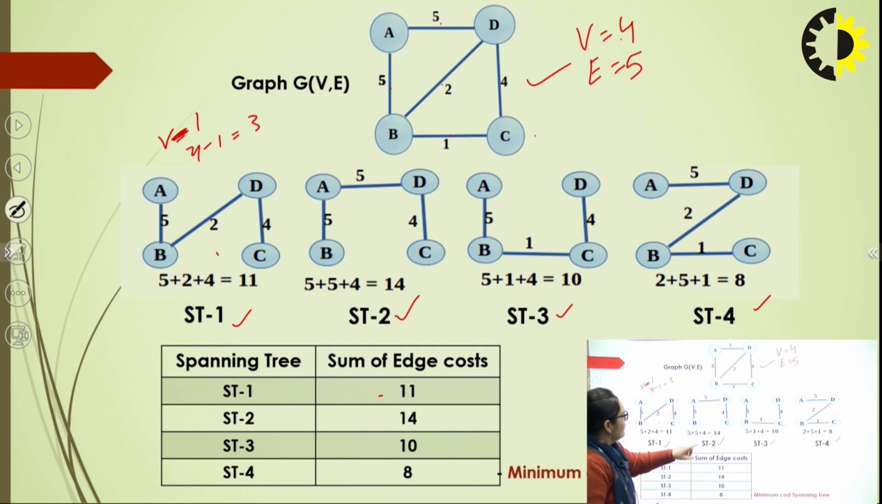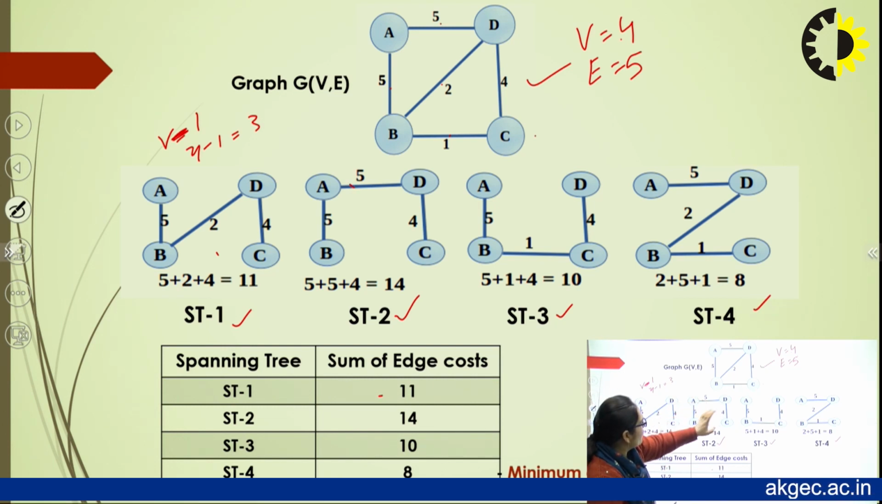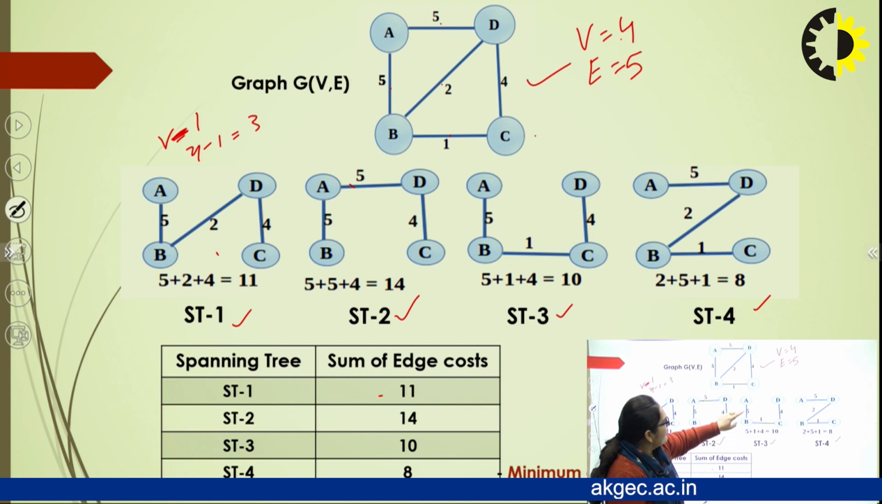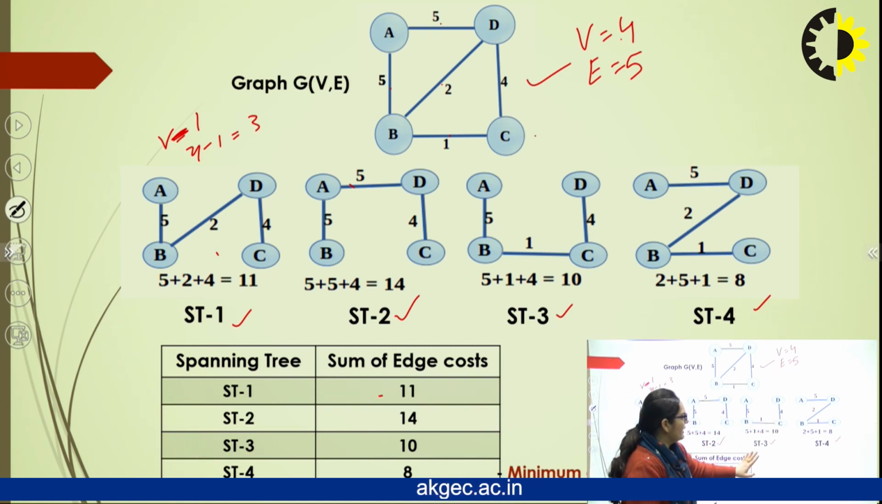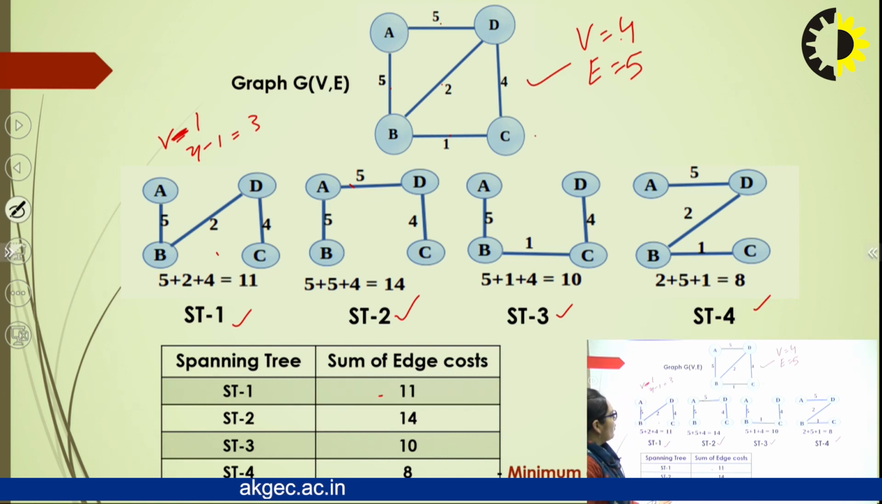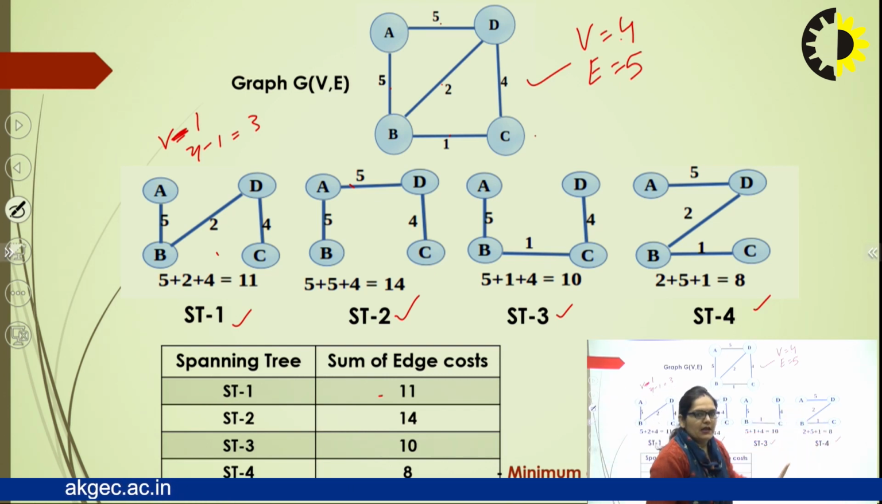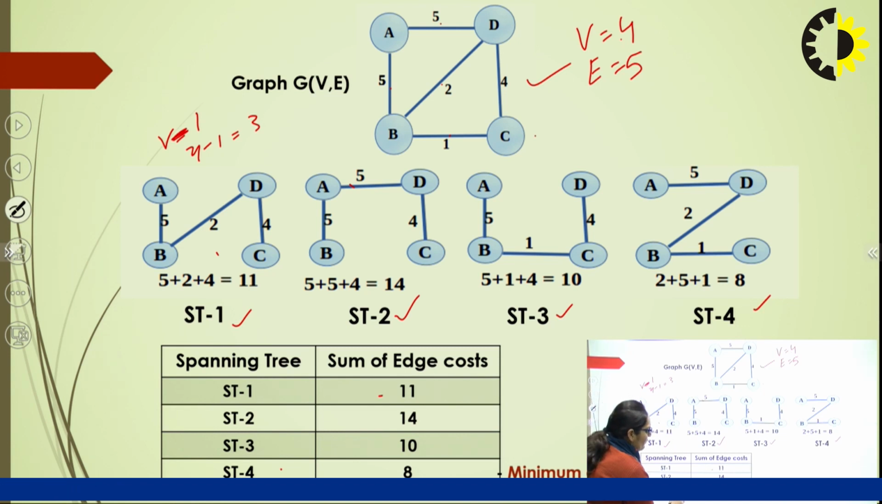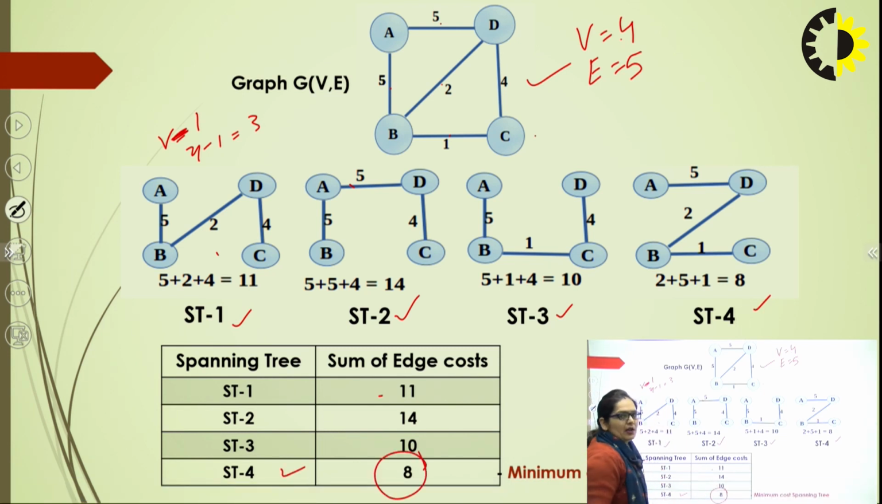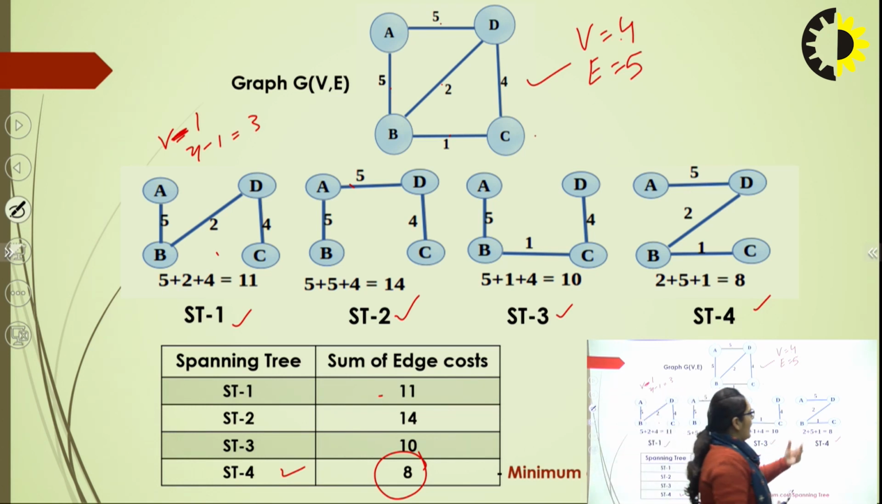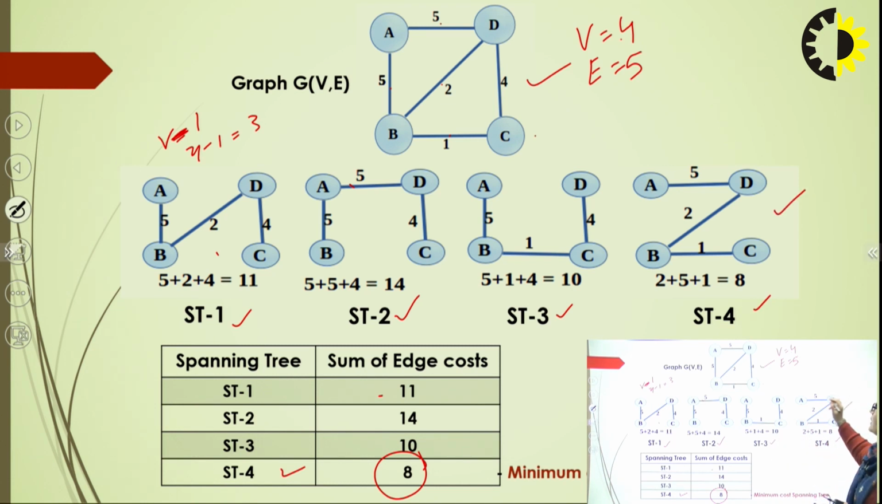Similarly for ST2 we have cost 5, 10 or 4, 14. And for ST3 we have 5 plus 1, 6, 6 plus 4, 10. And for ST4 we have cost 5 plus 2, 7 plus 1, 8. So for spanning tree 4, we have the minimum cost value for the tree. So this is the minimum spanning tree and it will be selected and can be used for solving various types of problems. This is the minimum cost spanning tree for this particular graph. This is how we can calculate or find the MST.